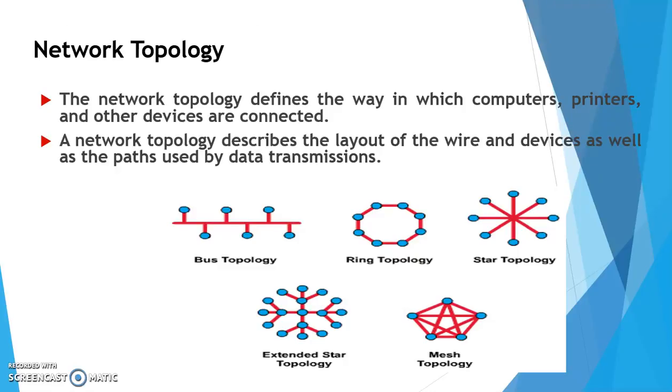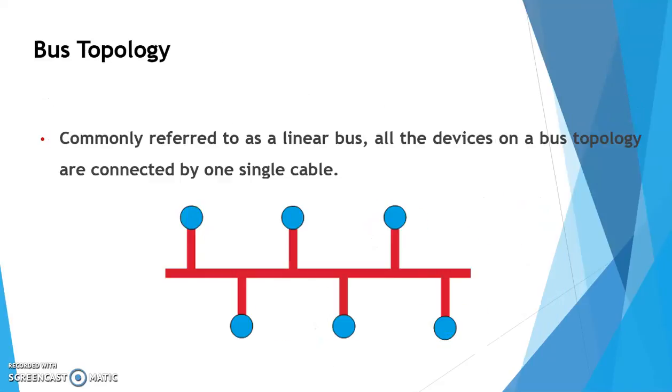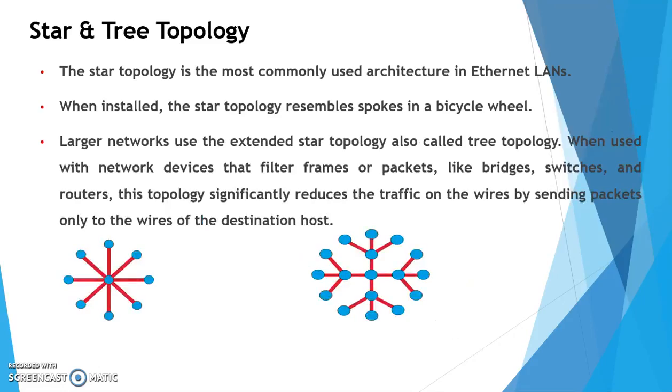Network topology. The network topology defines the way in which computers, printers and other devices are connected. A network topology describes the layout of the wire and devices as well as the paths used by data transmissions. There are 5 topologies: bus topology, ring topology, star topology, extended star topology, mesh topology. Bus topology is referred to as a linear bus. All the devices on a bus topology are connected by one single cable.